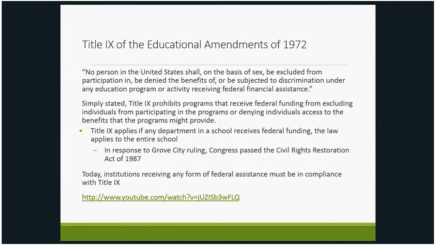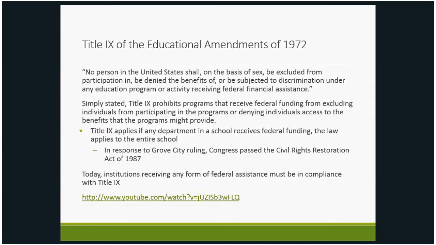Title IX. What is Title IX? Title IX is actually an educational law created in 1972. The words of it: no person in the United States shall, on the basis of sex, be excluded from participation in, be denied the benefits of, or be subjected to discrimination under any education program or activity receiving federal financial assistance. So we look at this idea that it's an education law, that no person on the basis of gender shall be denied the full opportunity to an educational program.